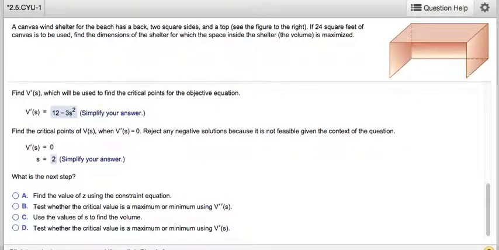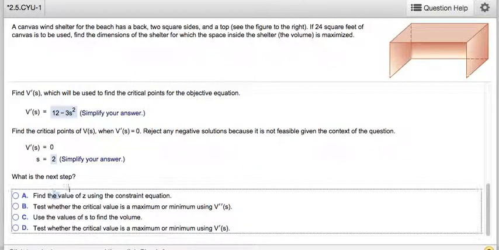What is the next step? Find the value of z using the constraint equation. We could do that. Test whether the critical value is a min or max using V double prime. To be honest, it doesn't matter which order you do that in, so I don't like that they've included both those options. That's okay. I'm going to go with, let's just go ahead and test to see whether it is in fact a min or a max.